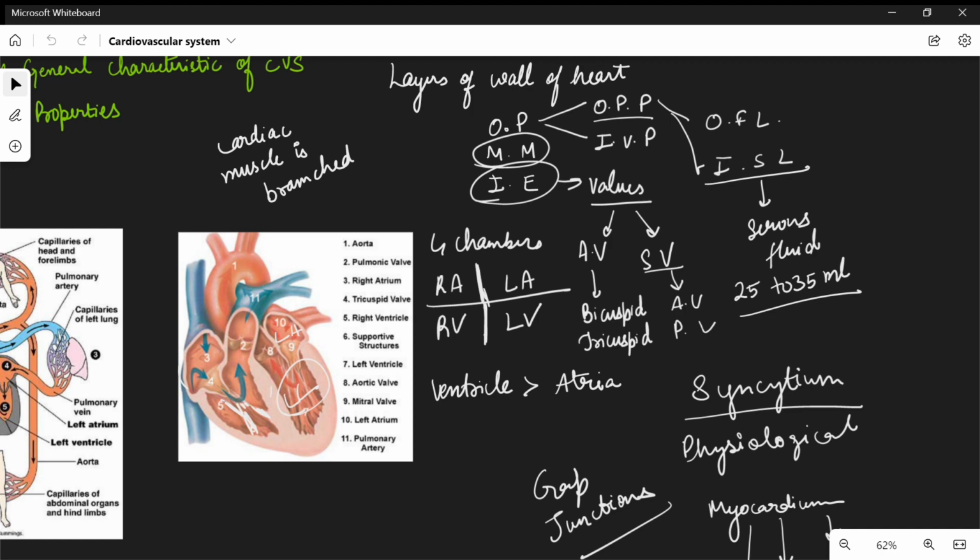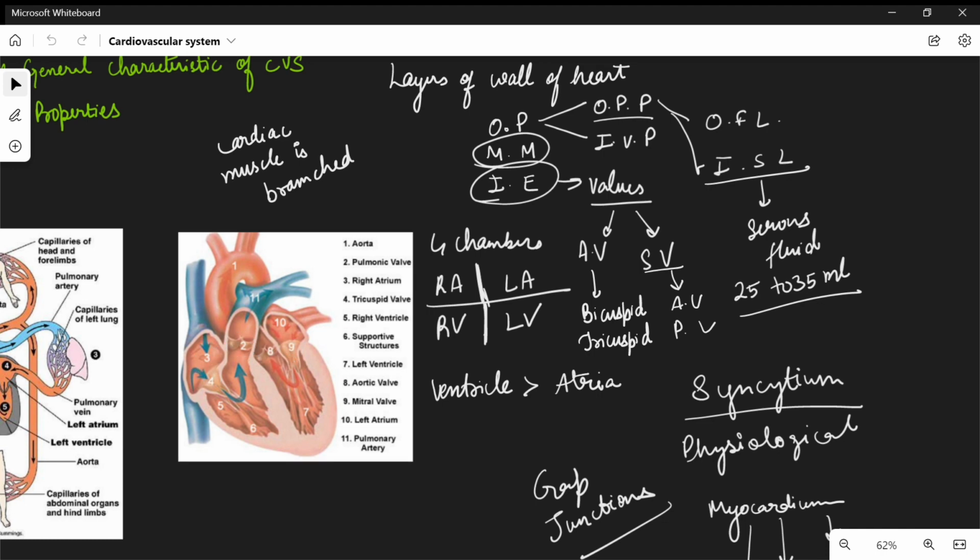Now, where are they found? Okay, let me first just see this image. This is right atrium. What is this? Number 4 is tricuspid valve, and here we can see the mitral valve or the bicuspid valve. Here will be the pulmonary valve, and this is the aortic valve.